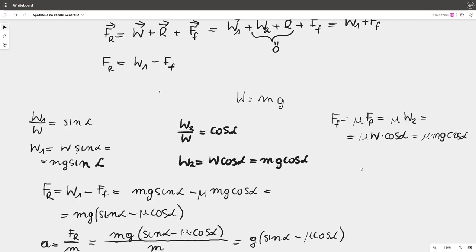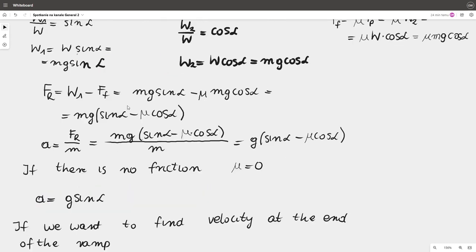Now we put W1 and force of friction to equation for resultant force here. It's done here. You can change form of this equation to this.